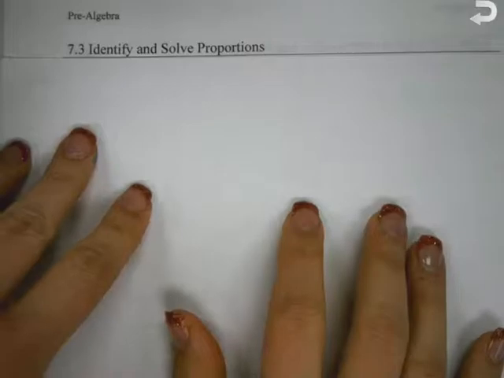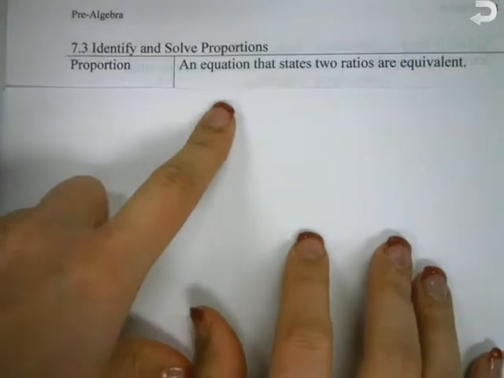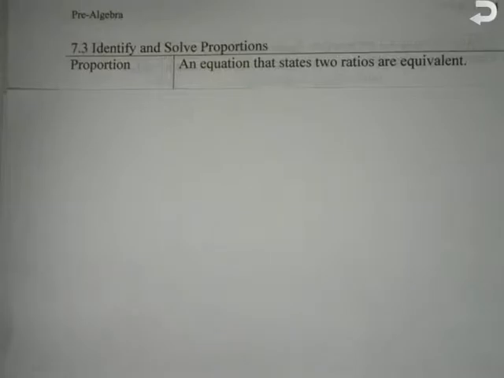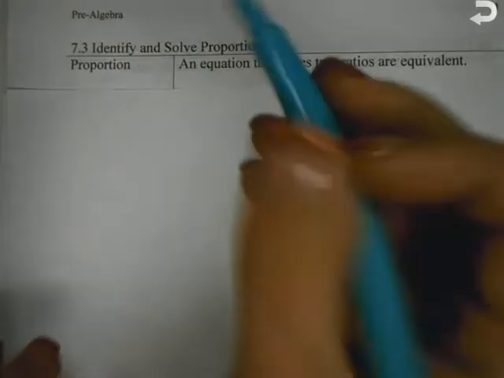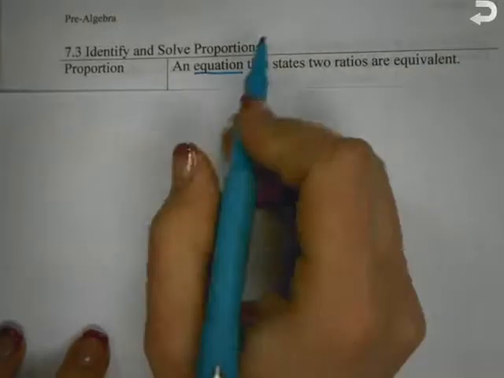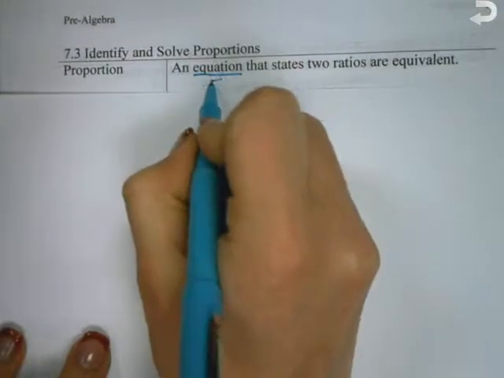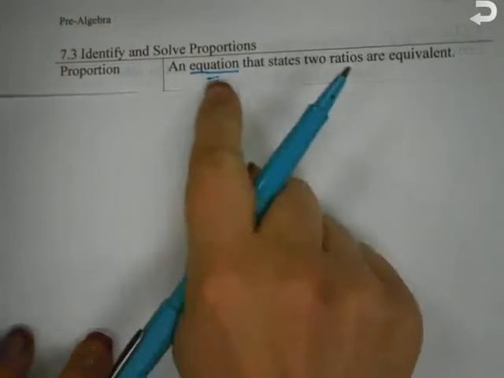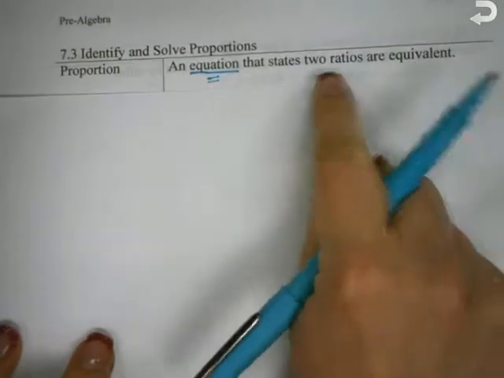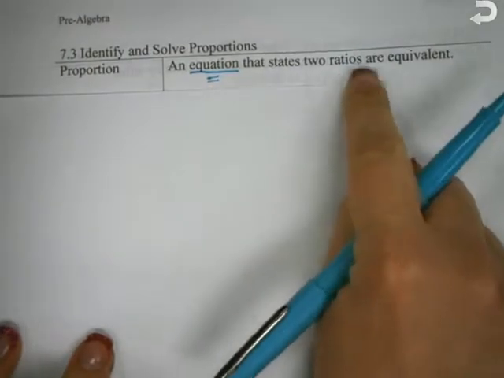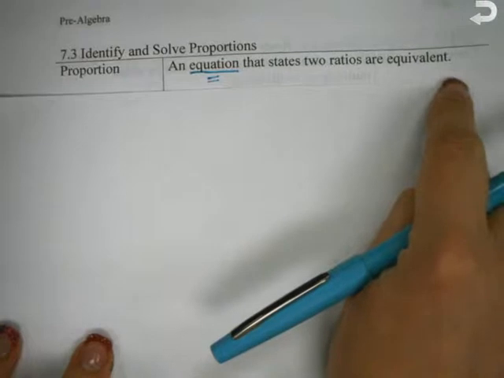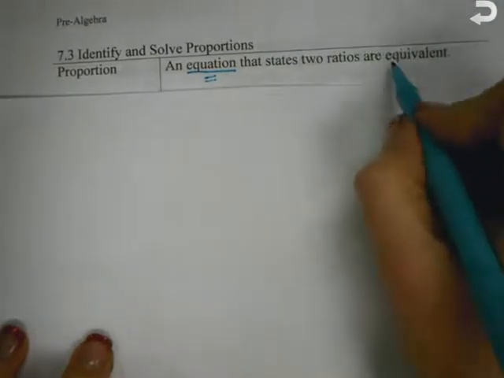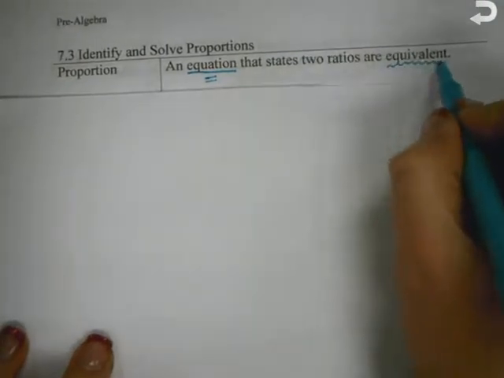So we need to first define the word proportion. So proportion is an equation, and what does equation mean? Equation means there's an equal sign. Okay, so an equation that states that two ratios are equivalent. Okay, what is another word for equivalent? Same or equal, right?